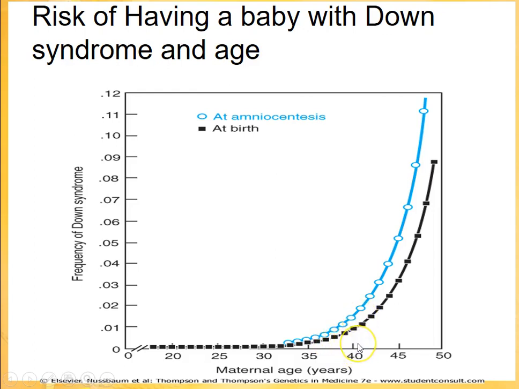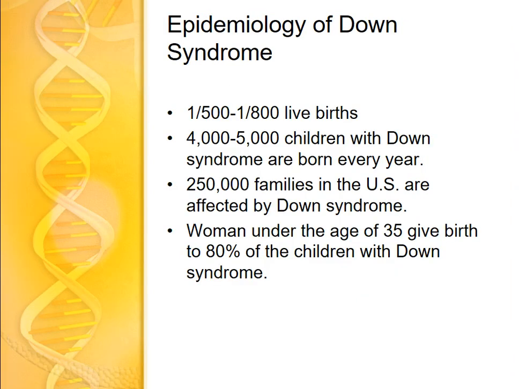The risk of having a child with Down syndrome increases with increasing maternal age. It really kind of takes off after the age of 40. This is at amniocentesis, and this is at birth. Only about 60% of babies with Down syndrome actually make it to term. Down syndrome occurs in about 1 in 500 to 1 in 800 live births.